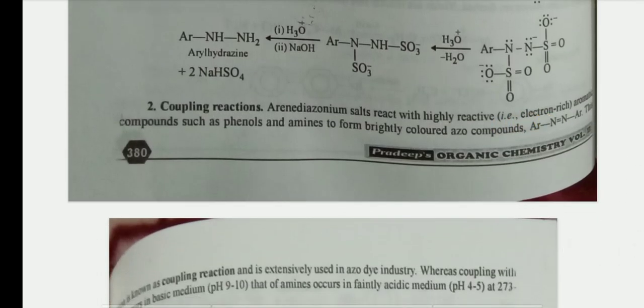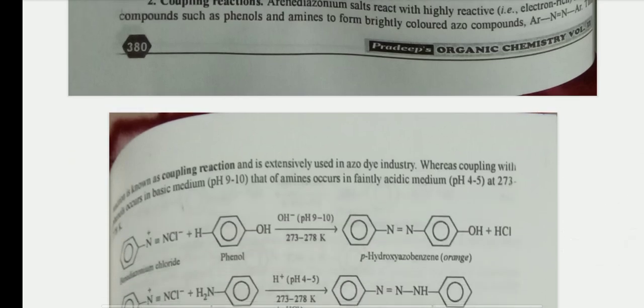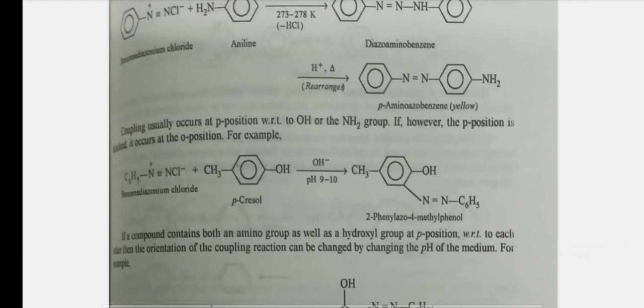Coupling reactions. Arene diazonium salts react with highly reactive, that is electron rich, aromatic compounds such as phenols and amines to form brightly colored azo compounds. This is known as the coupling reaction and is extensively used in the azo dye industry. Whereas coupling with phenols occurs in basic medium, pH 9 to 10, that of amines occurs in faintly acidic medium. Coupling usually occurs at the para position with respect to the OH or the NH2 group.